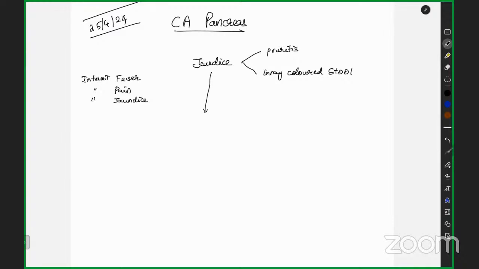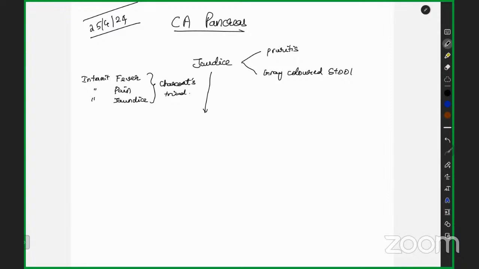So the intermittent pain, intermittent fever, and intermittent jaundice, these three together are called Charcot's triad. So what is this Charcot's triad? Charcot's triad is an important diagnostic triad for obstructive jaundice.